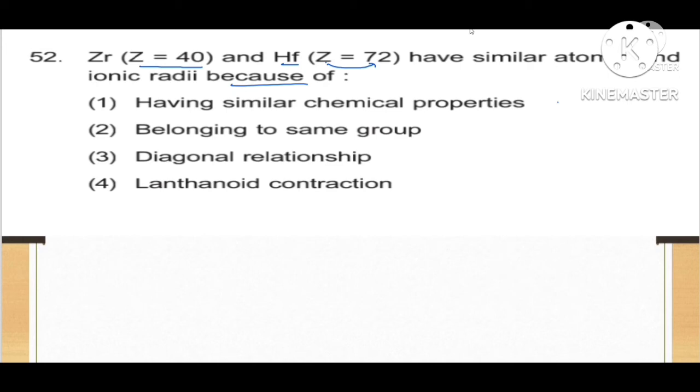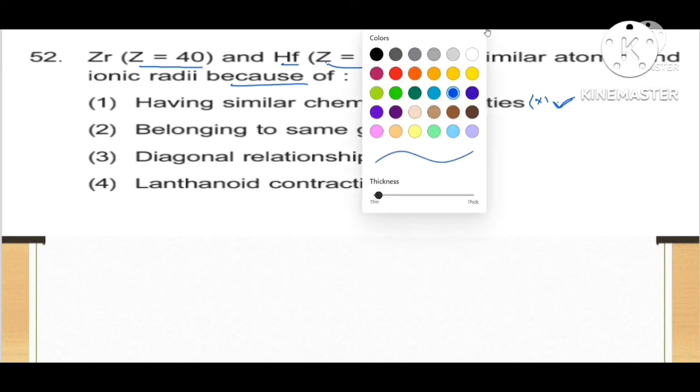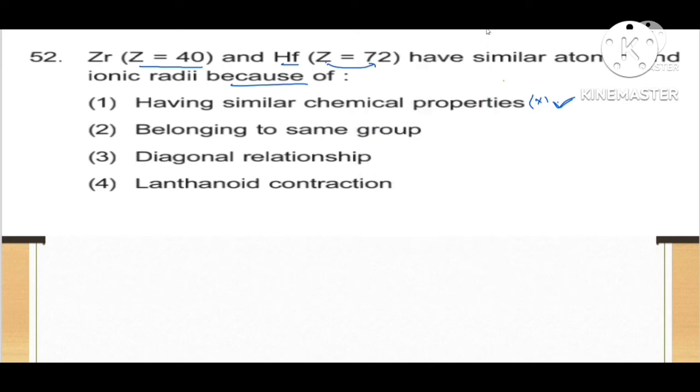The first option, having similar chemical properties. This is not a correct reason for having similar atomic and ionic radii, but this is one of the consequences of having similar atomic and ionic radii. So option 1 is eliminated. Now let us go to the second option, belonging to the same group. This statement is true. Zirconium and hafnium belong to the same group. Hafnium comes after the 4f series, that means the lanthanide series. After the lanthanide series, hafnium comes to the same group. But this is not the correct reason for having similar atomic and ionic radii. So option 2 is also eliminated. Option 3, diagonal relationship, is also wrong.